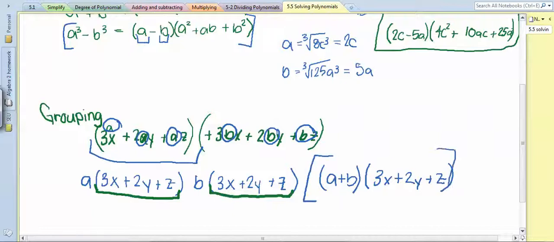So with grouping, you group them in groups, and then you look for the greatest common factor in each of the groups. Okay, and that is it for 5.5. That was the first part we did where we solved, or actually we haven't solved yet, we factored by grouping and factored difference in sums of cubes.